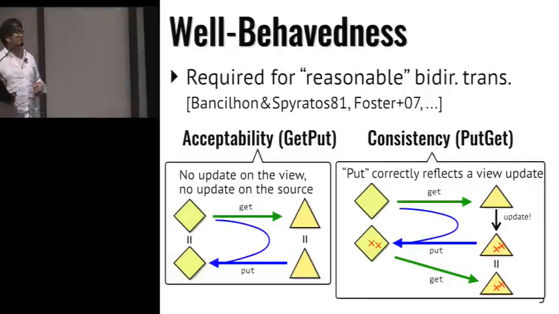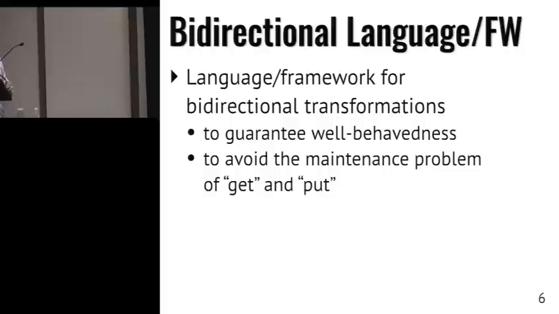However, if we write bidirectional transformations, the pair of functions, manually, it is quite likely that we obtain non-well-behaved bidirectional transformations. Even if we obtain a well-behaved bidirectional transformation at some point, if we change one of the programs for some reason, we have to change the other accordingly. To avoid such a problem, what we want is a bidirectional programming language or framework to write well-behaved bidirectional transformations.